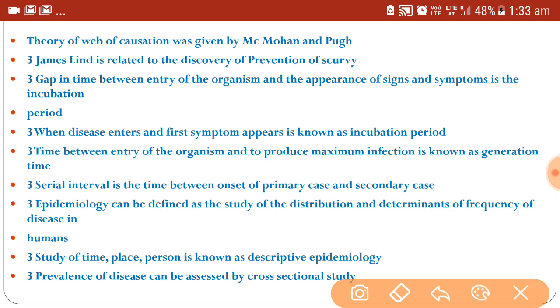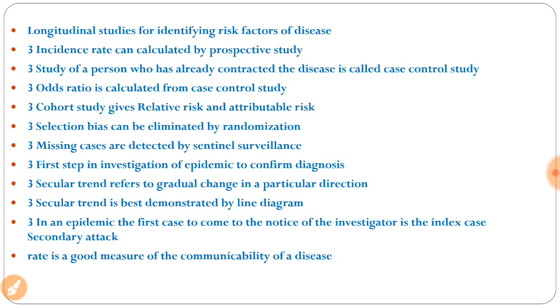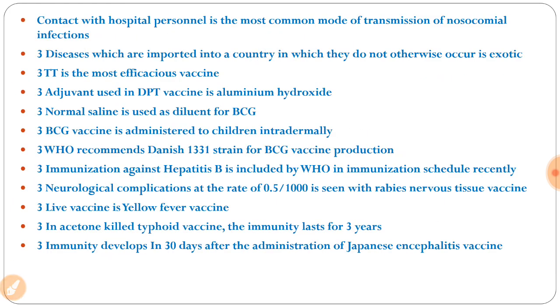Epidemiology can be defined as a study of distribution and determinants of frequency of disease in human. Study of time, place and person is known as descriptive epidemiology. Don't take it lightly, everyone is an MCQ already being asked. Prevalence of disease can be assessed by cross sectional study. Okay, prevalence by cross sectional, incidence by prospective study.